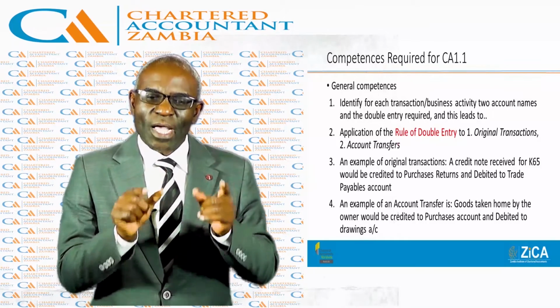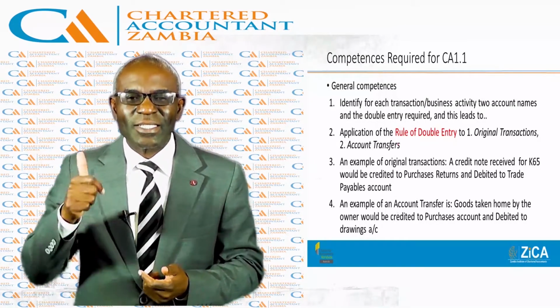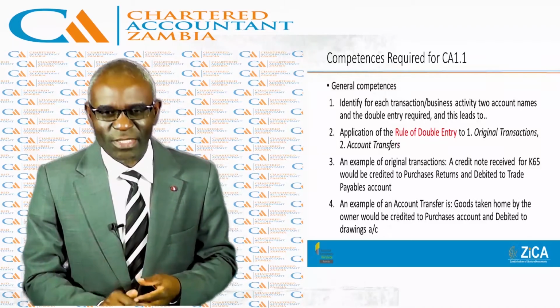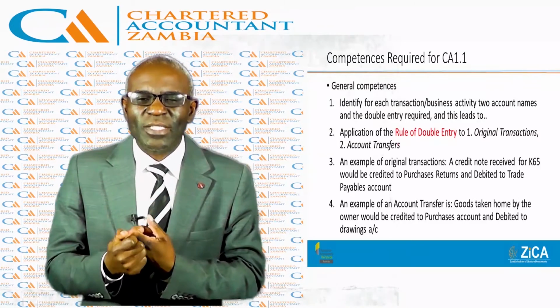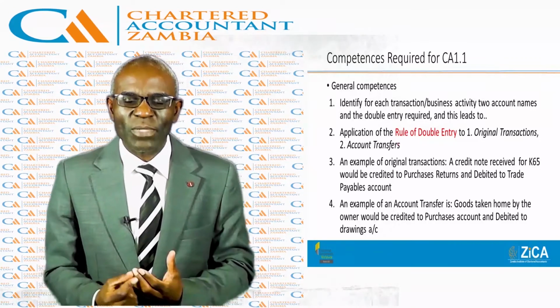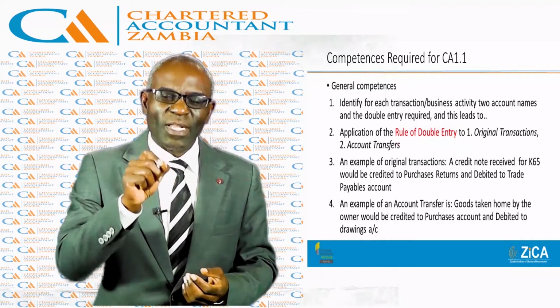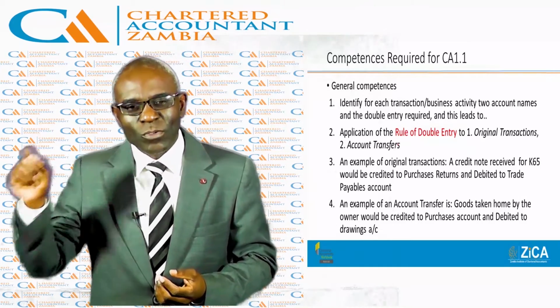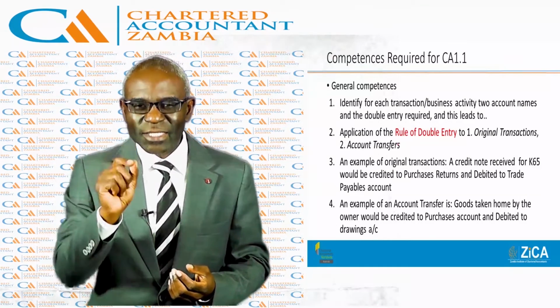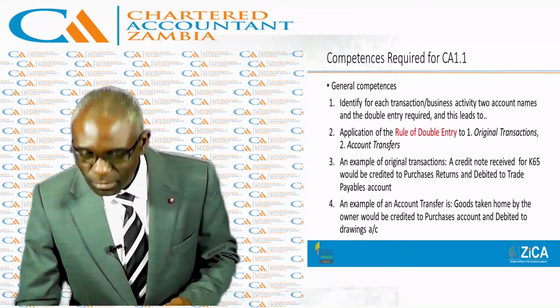The double entry, as you apply it to them, is different from the way you apply it to the second type of transactions, account transactions. I'll give an example of them. For example, the owner of the business has taken goods from the business. You transfer an amount from purchases to the drawings account. That type of transaction is an account transfer.